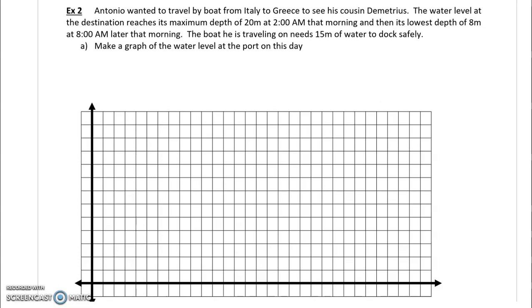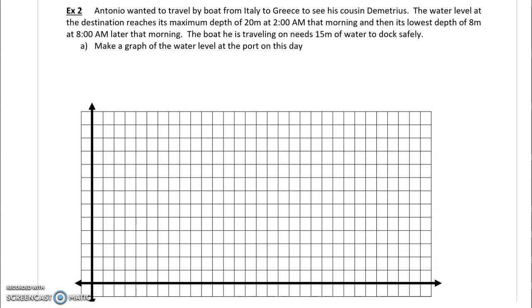Example 2. Antonio wanted to travel by boat from Italy to Greece to see his cousin. The water level at their destination reaches a maximum depth of 20 meters, and this happens at 2 a.m. The lowest depth is 8 meters, and that happens at 8 a.m., so 6 hours later. The boat he is traveling on needs 15 meters of water to dock safely.